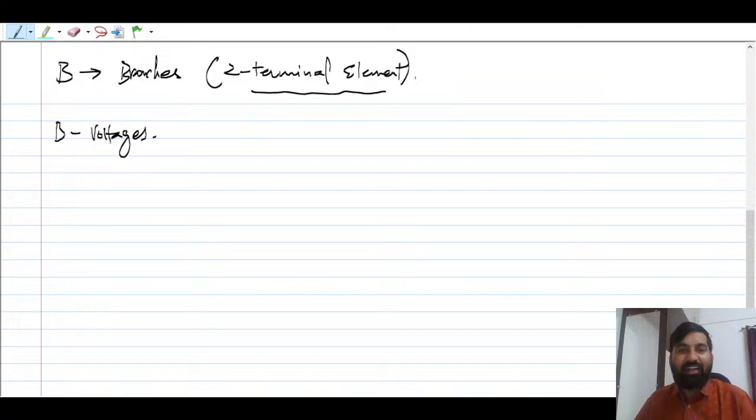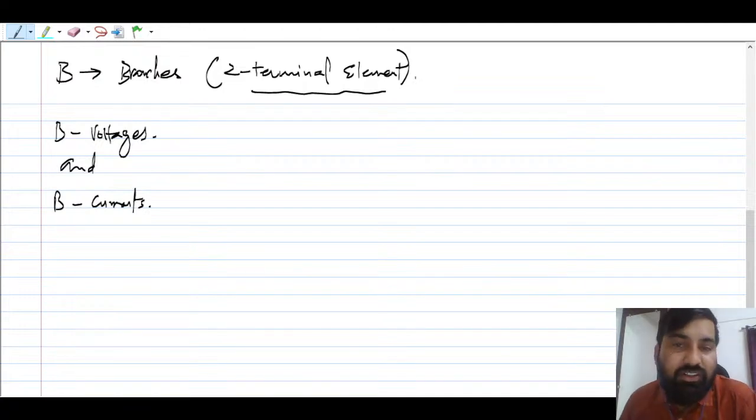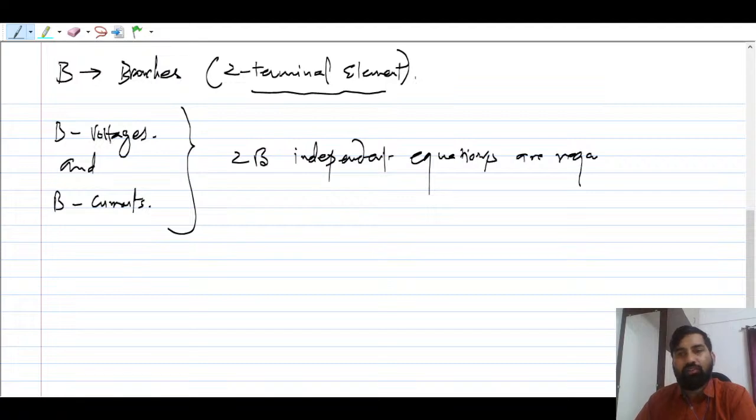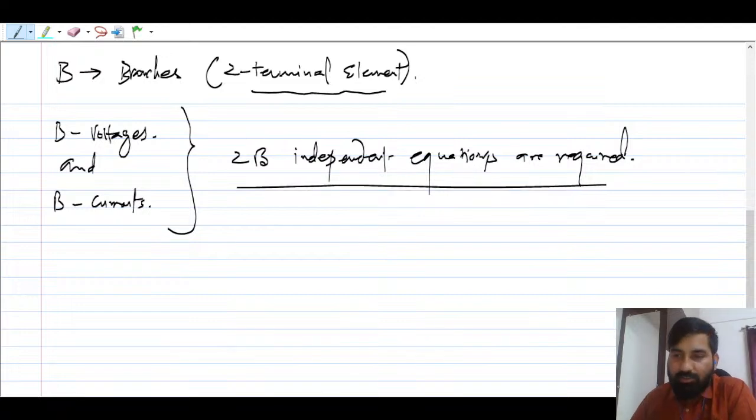And B currents, through each element there will be a current as well. So how many variables do you have to solve for? The total number of variables is 2B. So how many equations do you need? 2B equations, 2 times the number of branches. That is very important to keep in mind. So 2B independent equations are required. I hope this makes sense to you, right?